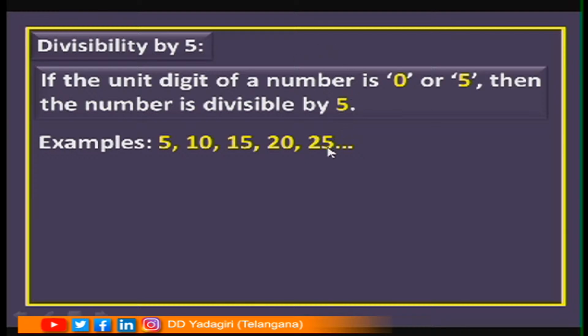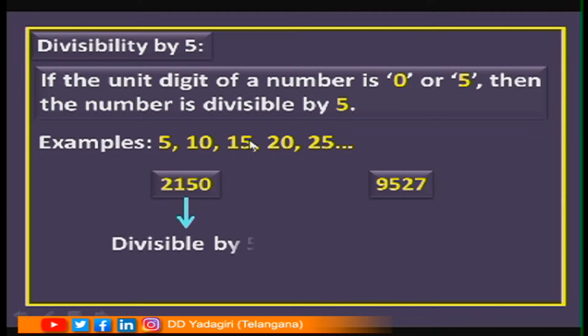If you notice the ones digit, in 25 it is 5, in 20 it is 0, in 15 it is 5. So, that means the unit digit always ends with either 0 or 5. That is why these numbers are divisible by 5. Let us take 2 more examples here, 2150. In this case the unit digit is 0, hence it is divisible by 5.